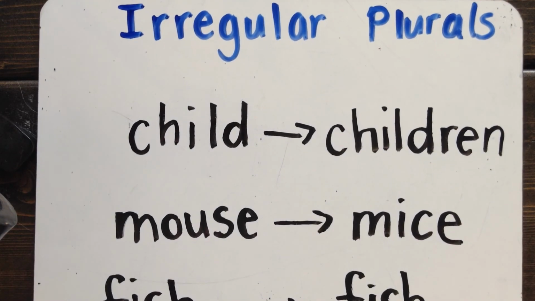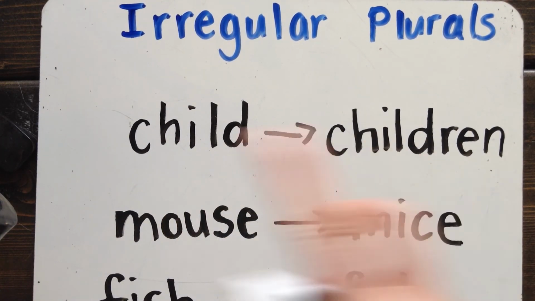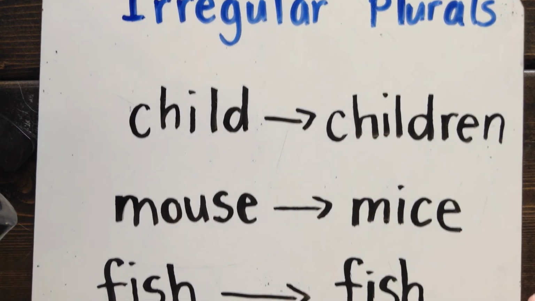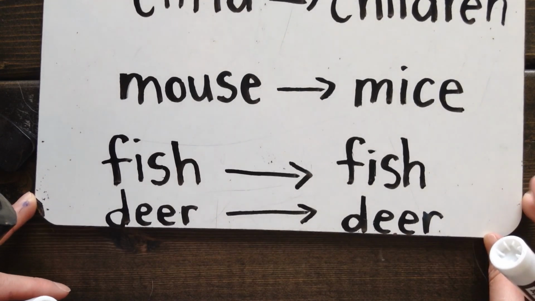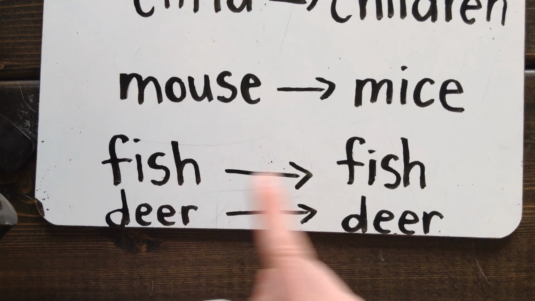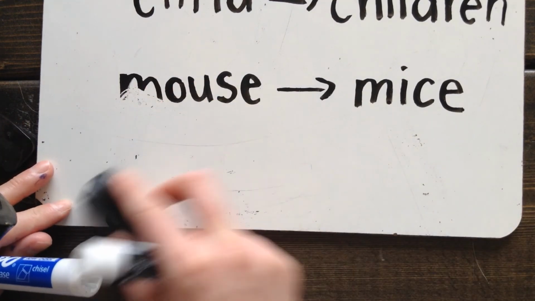So in some cases, when a singular noun changes into its plural form, it's a dramatic difference, very, very different, and it doesn't follow the standard rule. And then in other cases of irregular plurals, the noun is the same, regardless of whether it's singular or plural. So be on the lookout for these rules as you read and write.